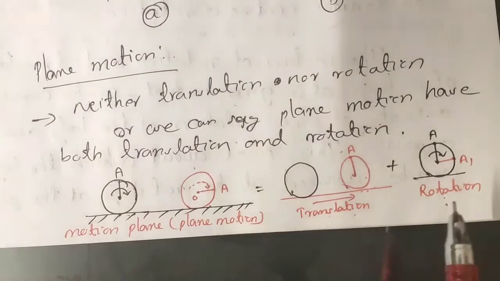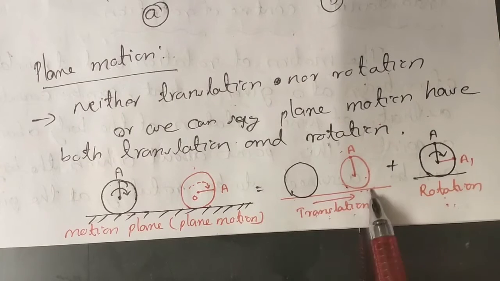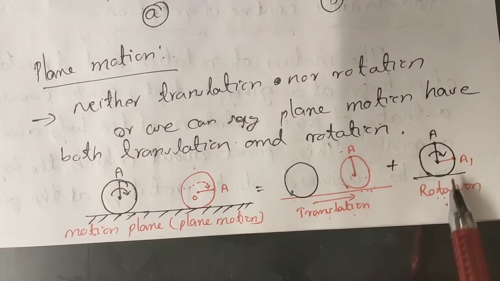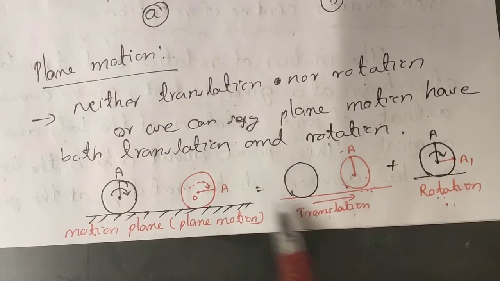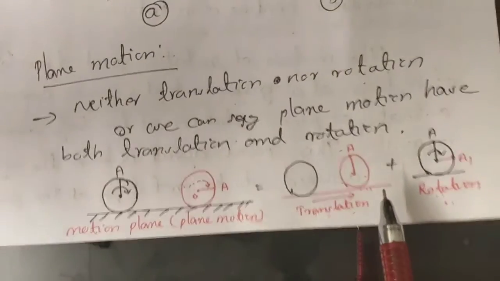Okay, I think you can understand what is plane motion, what is translation, and what is rotation. Translation means it moves in a parallel way, but rotation means it's rotating, or the particle moves in a concentric circle. Plane motion has both translation and rotation.